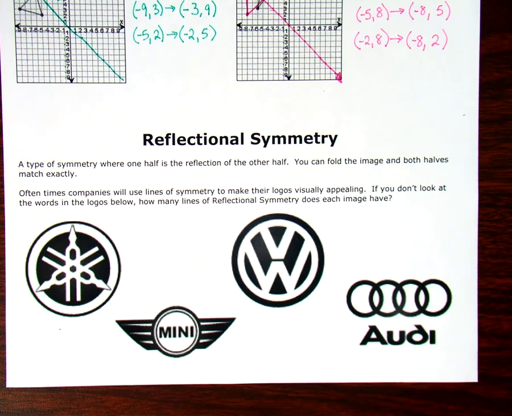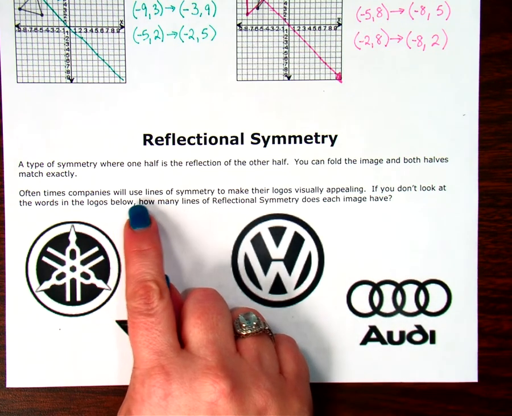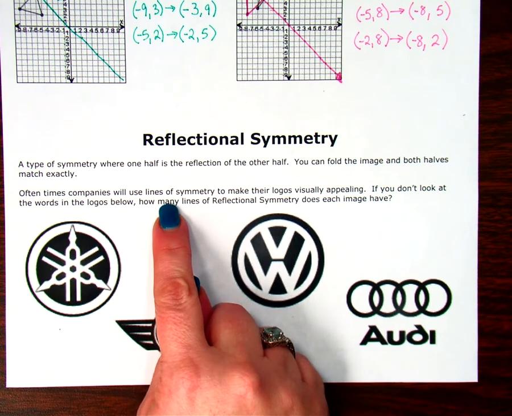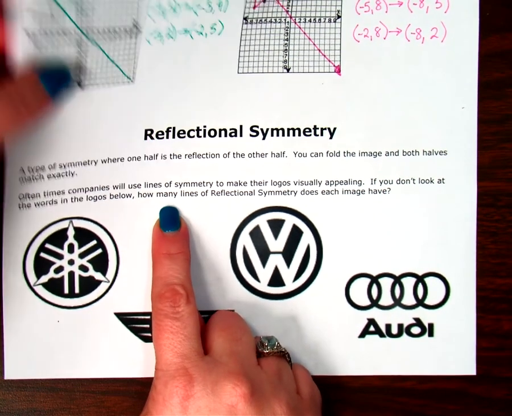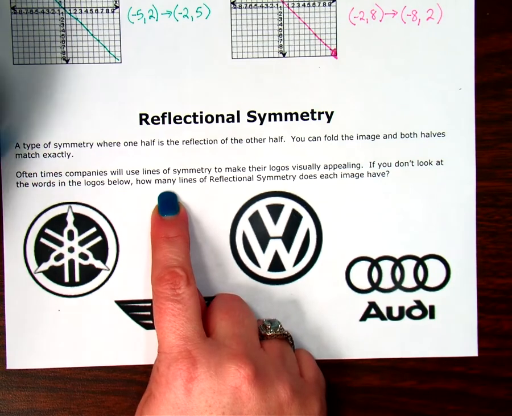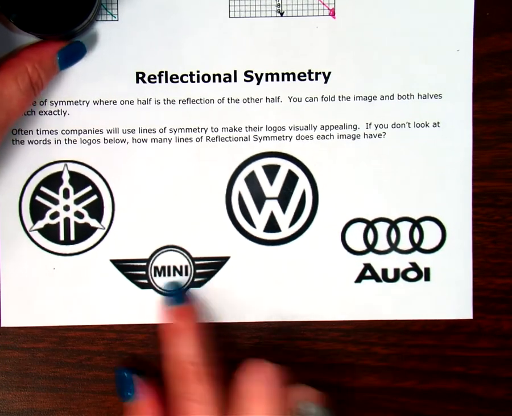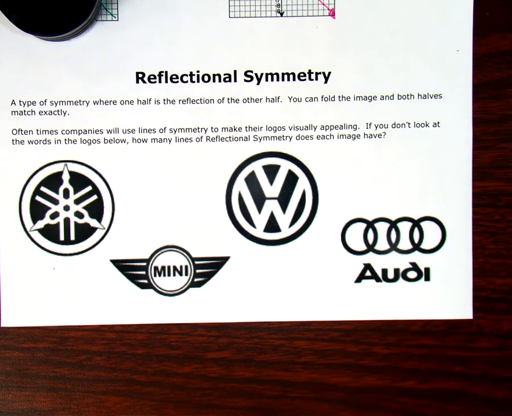Okay, so oftentimes, companies will use lines of symmetry to make their logos visually appealing. If we don't look at the words in the logos below, how many lines of reflectional symmetry does each one have? So where can I fold each one in half if we're not paying attention to the words? So we're not going to look at the word Mini, we're not going to look at the word Audi. Okay, so let's see where we could draw lines in these.